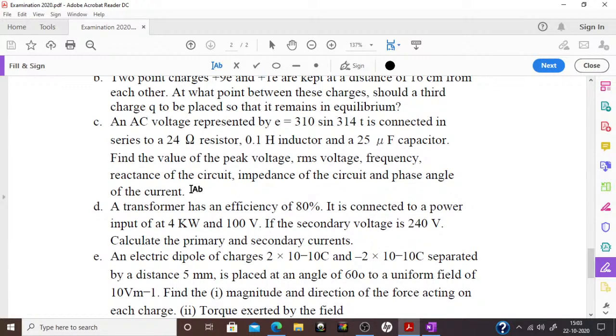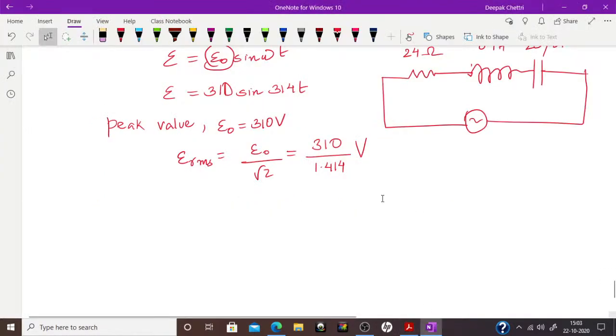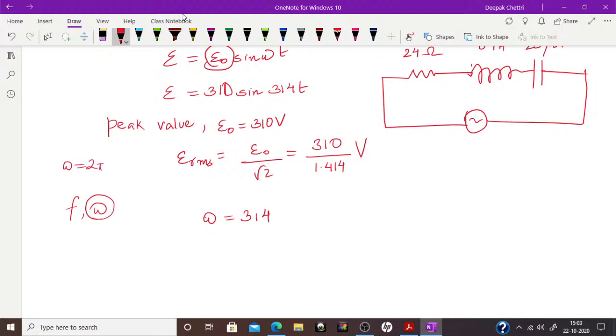Now next thing they're asking is frequency, how to find. Now see, look here, compare these two. Omega is 314, right? This is called angular frequency. There are two types of frequency. One is linear frequency f, one is angular frequency. So angular frequency you can see directly from here is 314, but in case they ask you f, then the relationship between omega and f is omega equals 2 pi f, right? So you put 2 pi f is equal to 314. So f will be equal to 314 divided by 2 pi.